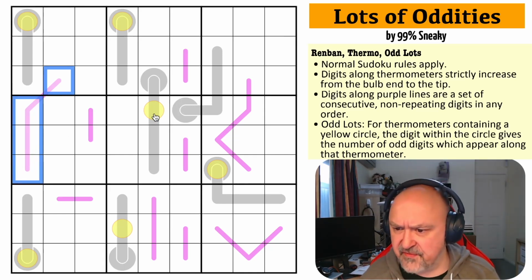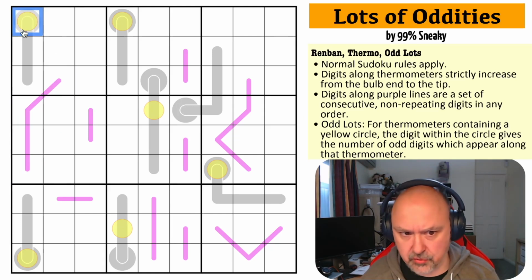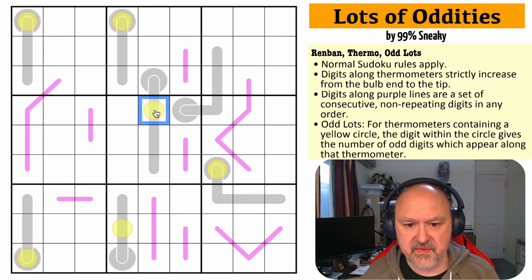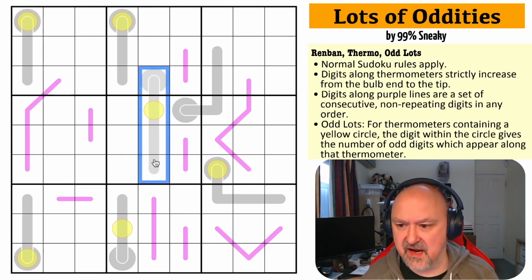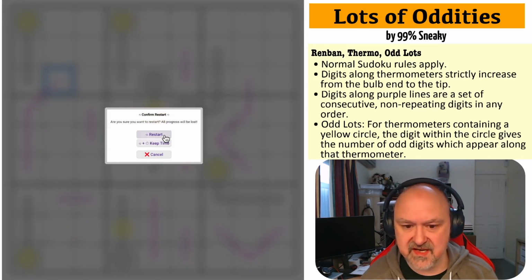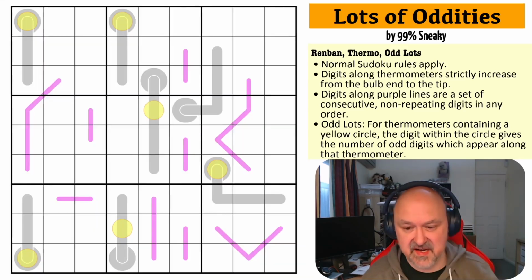Odd lots. For thermometers containing a yellow circle, and the yellow circle should be fairly obvious, the digit within the circle gives the number of odd digits which appear along that thermometer. So if there is a digit in a circle, that will indicate how many odd digits there are on the thermometer. Okay, and there's an example. A 1 in row 1, column 1 would indicate that exactly one odd digit appears along that thermometer. Okay. Cool. I'm going to restart the puzzle to restart my timer. Let's give this a shot.